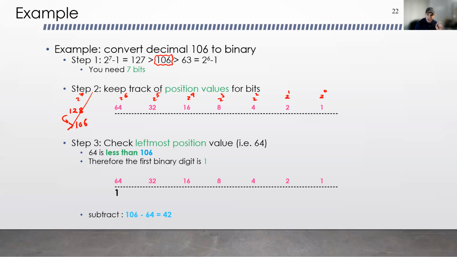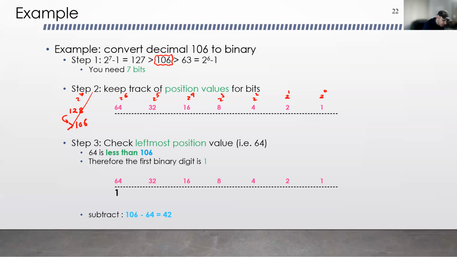Then you compare each weight to the number that you want to convert. If the weight is less than the number that you want to convert, you put 1. If it's greater, you put 0. Once you do that, you subtract. If it was less than the number, you put 1, then you subtract and convert the subtraction in the same way.